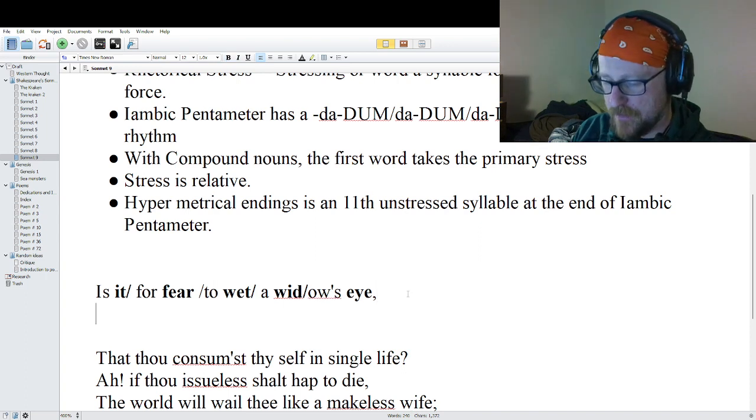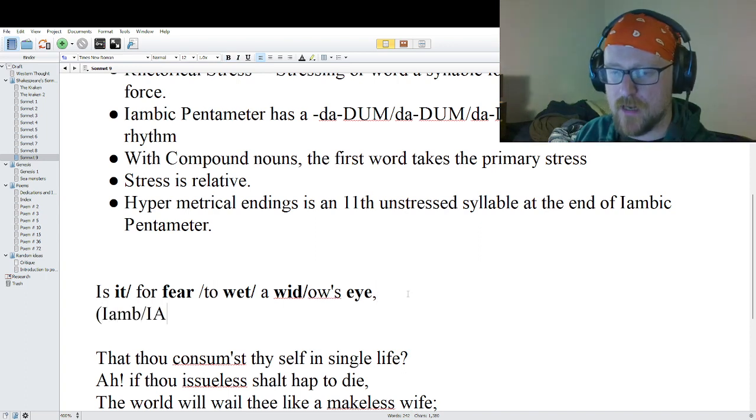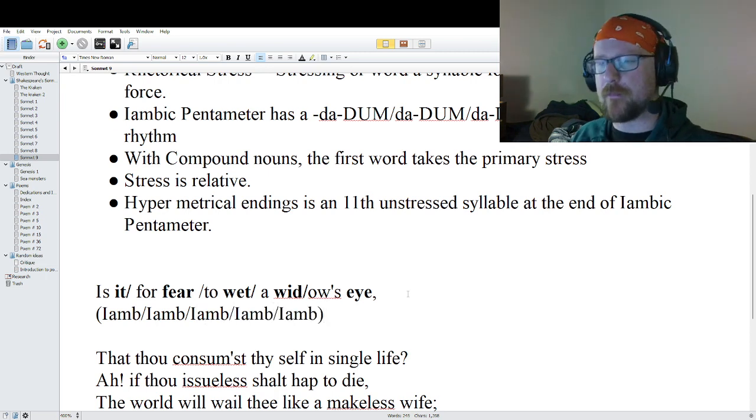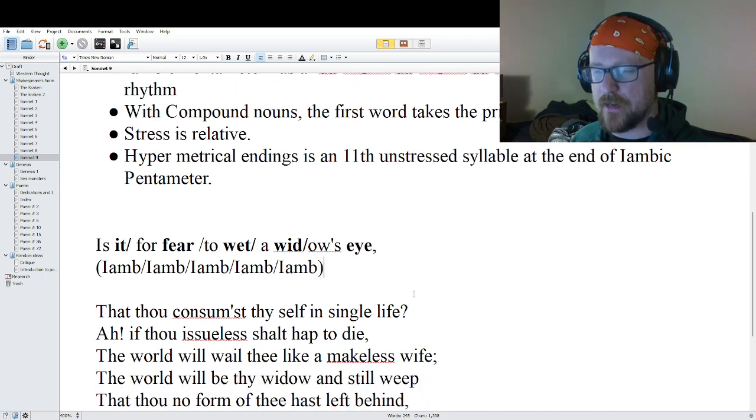Right. And when we scan this, this is iambic, iambic, iambic, iambic, iambic. This is iambic pentameter, through and through, five iambs, no substitutions or variations. Pretty standard line, right? Cool, right?